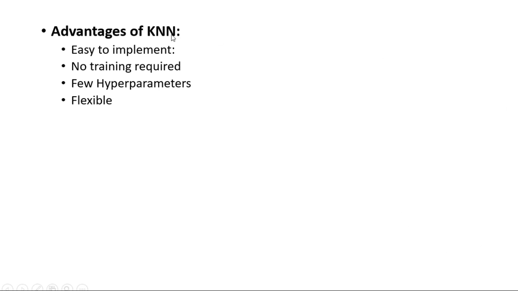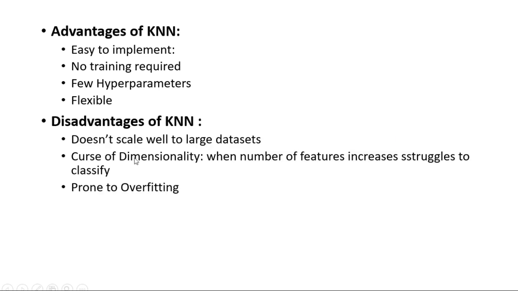The advantages of KNN are that it's very easy to implement, you don't need to do any kind of training, very few hyperparameters are required, and it is very flexible. Whereas the disadvantages are that you cannot use KNN for large data sets. It suffers from the curse of dimensionality, that means if the number of features increases, KNN will struggle to classify. And it is prone to overfitting issues. Overfitting means it learns very well, but when you run it on the test instance, the performance will be bad.